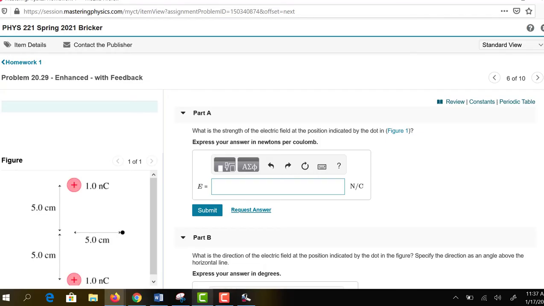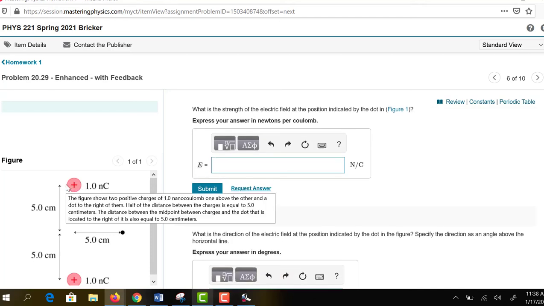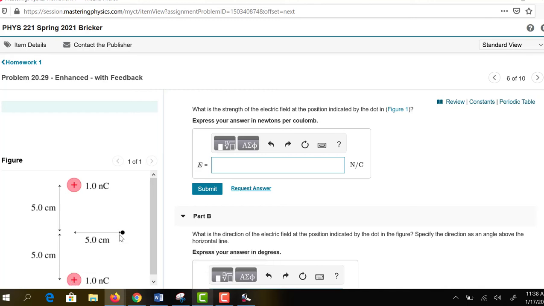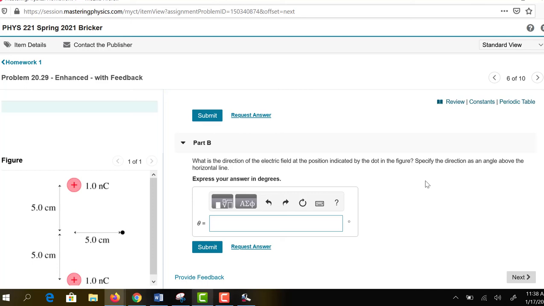Okay, so the previous problem was the electric field just due to one charge. What if you have a couple of charges like we have in this problem? So there's a 1 nanocoulomb here, another 1 nanocoulomb here. We want to know the electric field strength at this point because of those two charges. So what is the strength here, and then also what is the direction of the electric field. Specify the direction as an angle above the horizontal line. Okay, so this is the horizontal line.